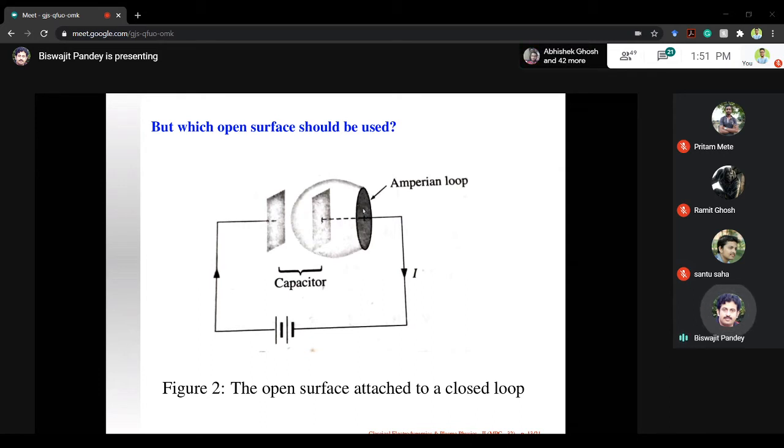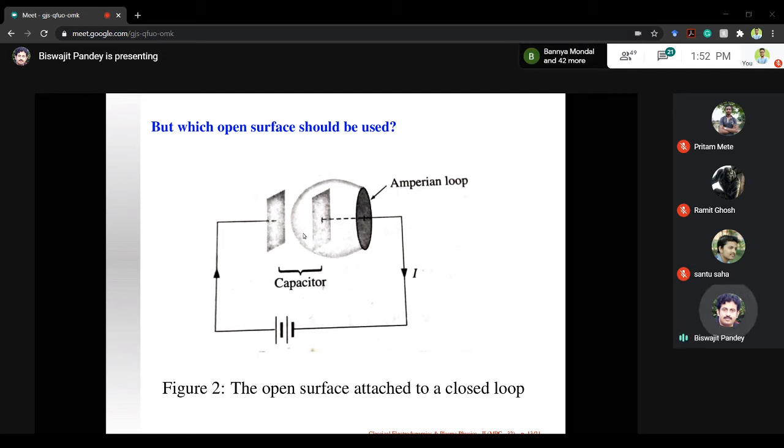Now you can choose a different surface attached to that closed loop. Suppose in this case you take this surface, then we are perfectly fine, because then B will be mu naught I by 2 pi r. But suppose I forget about this shaded region and choose a balloon-like surface attached to that closed loop, like this. This surface is going through the capacitor, right? Now if you try to apply Ampere's law, you get B dot dl equal to mu naught times the integral of J dot n dS, or mu naught I.